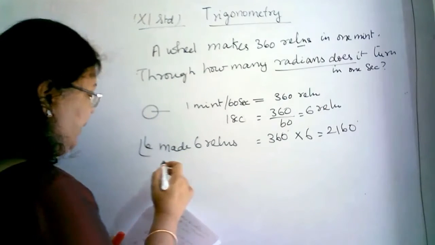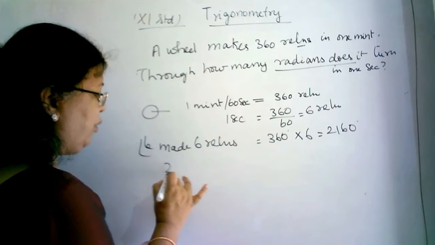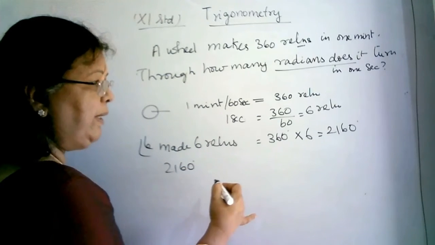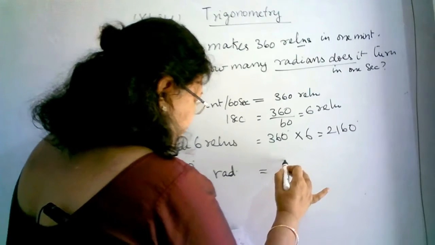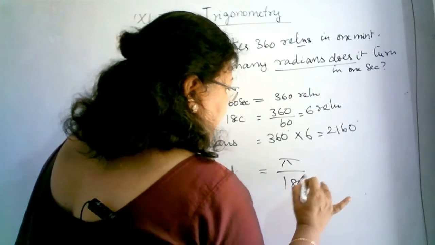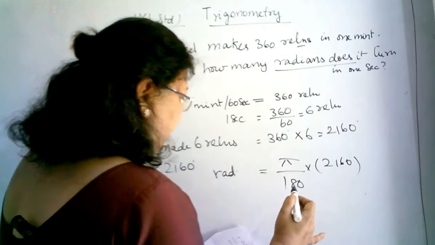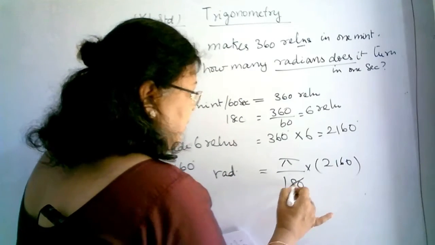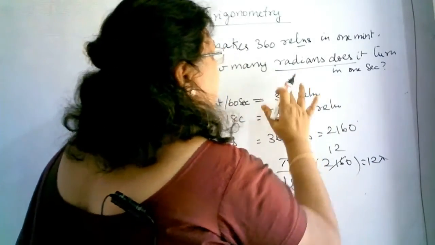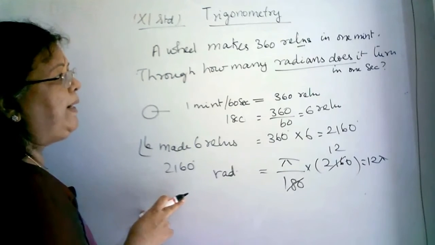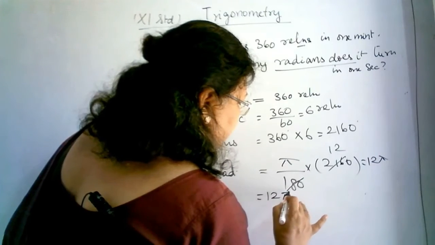For radian measurements, we have 2160 degrees. What is the formula? This is pi by 180, and the degree we put here, which is 2160. So this is 12 times, which is equal to 12 pi. So this is the answer. In 1 second, it turns 12 pi radians.